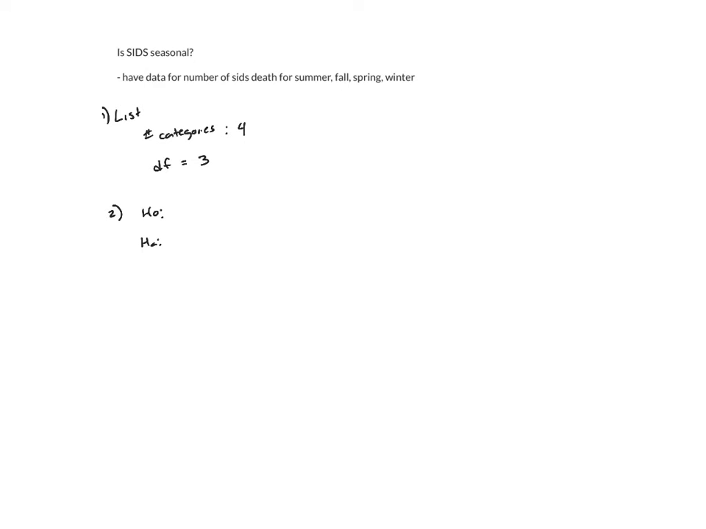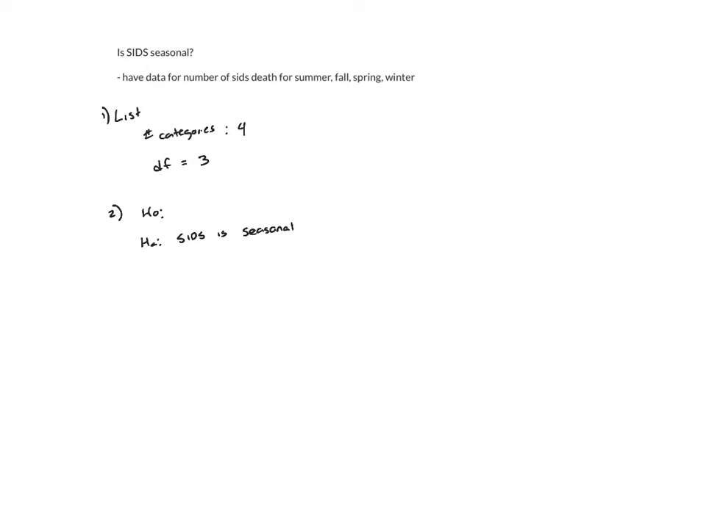I always assume that my distribution fits and try to prove that it doesn't. Well, in this case, I'm trying to prove that SIDS is seasonal. So HA will be SIDS is seasonal. That's what I'm looking for here. And so I need to think about what my null hypothesis is. Well, if SIDS is seasonal, that means that some months are higher or lower than others, right?